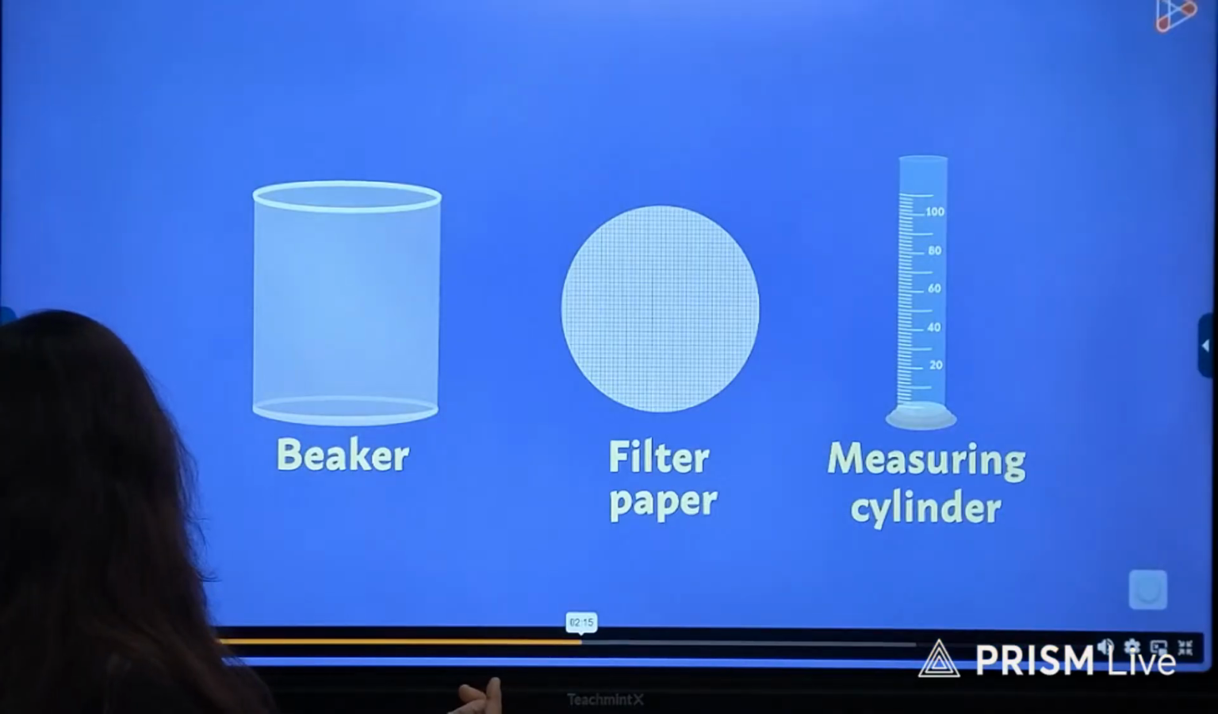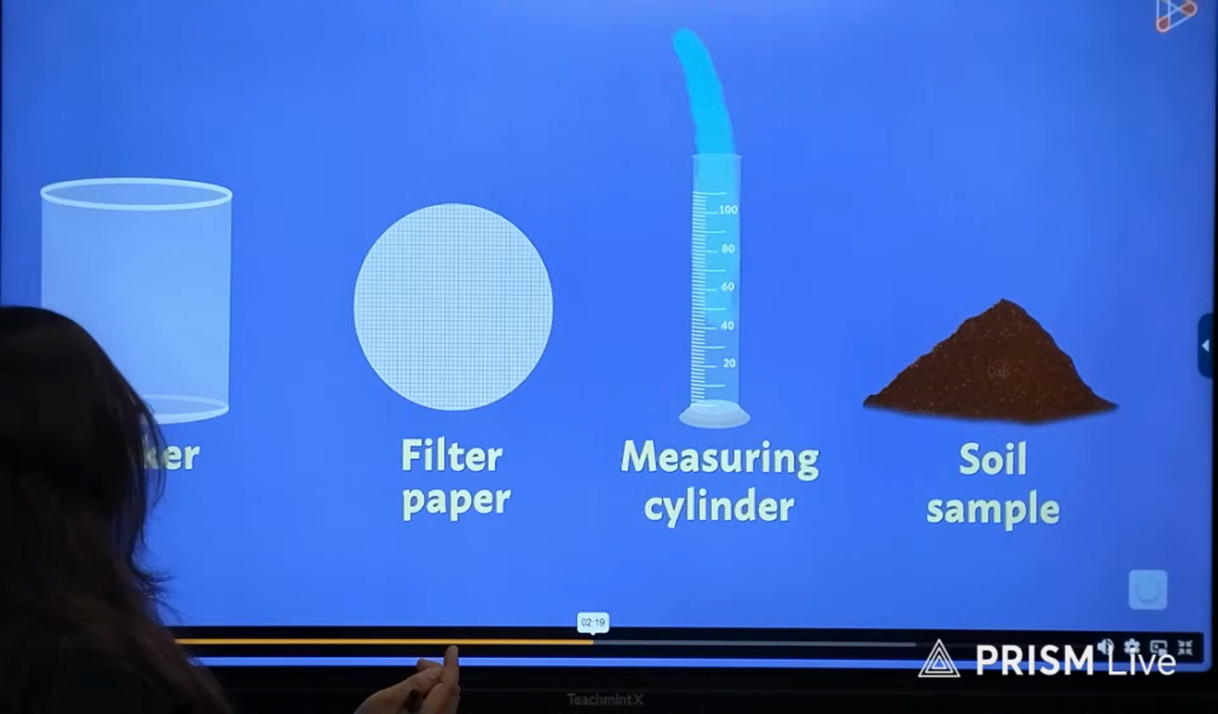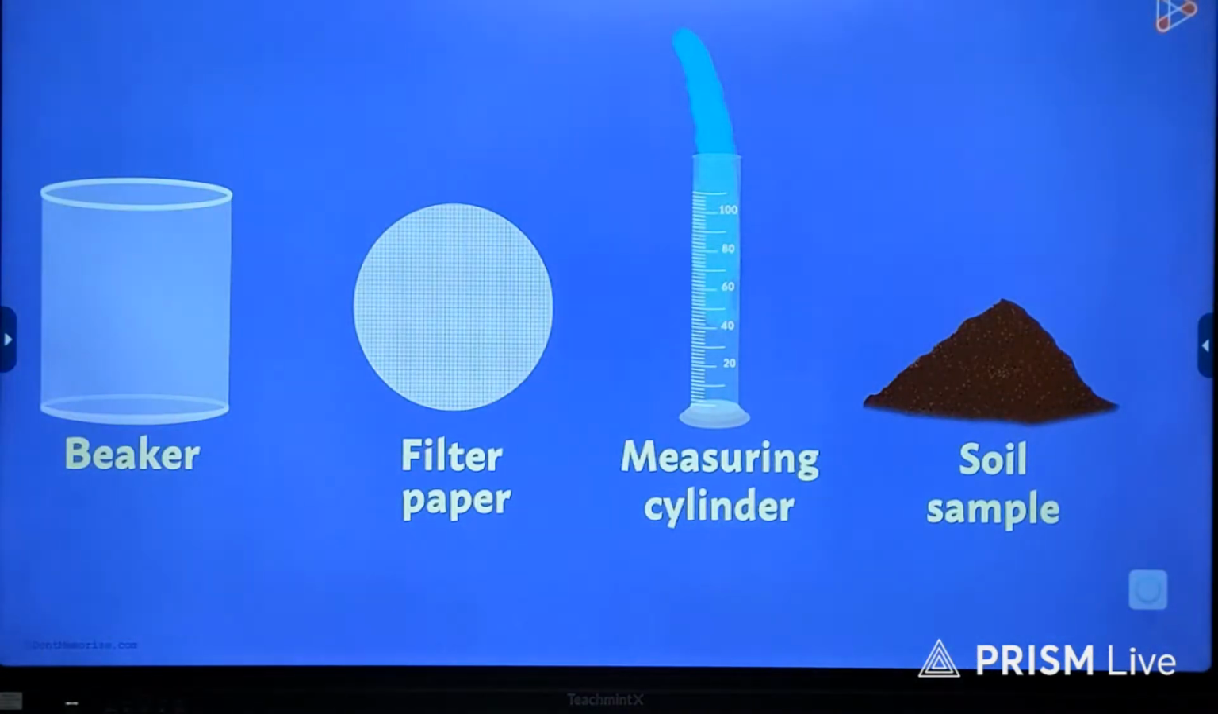Okay, so just try it, and most importantly, take a soil sample and the water. Comment in the comment section what exactly the result you got from this experiment.